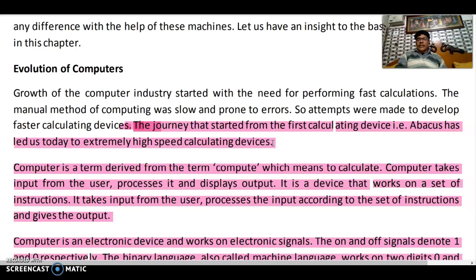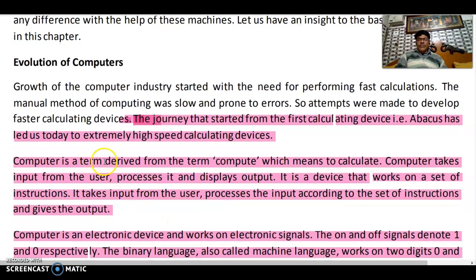In between, first generation computer was there, second generation computer was there, third generation computer was there. And if you talk about what is a computer, it is a term derived from the term compute, which means to calculate. Computer takes input from the user, processes it, and displays output.